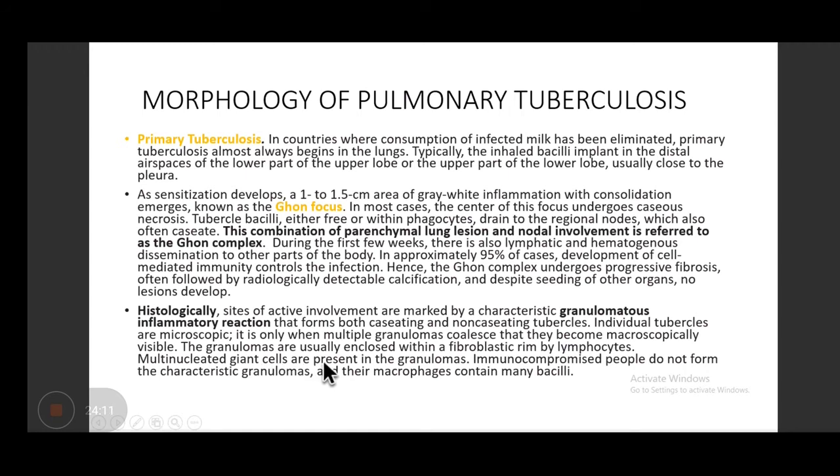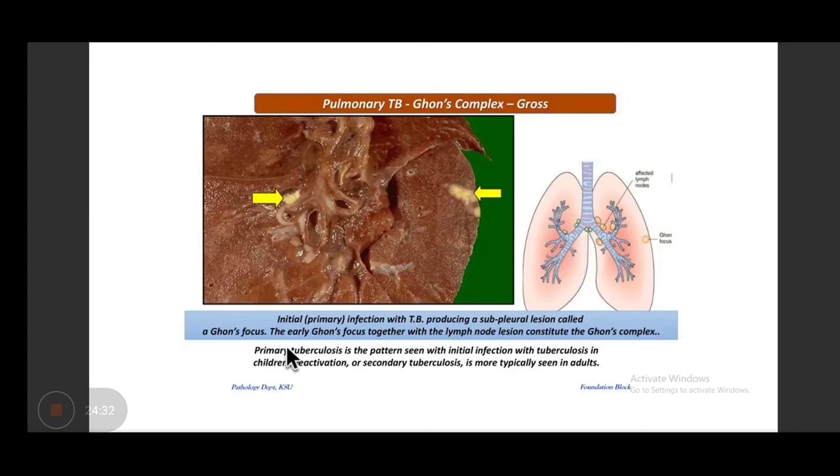Multinucleated giant cells are present in TB in these granulomas. Immunocompromised people do not form the characteristic granulomas, and their macrophages contain many bacilli. So in immunocompromised people you will have ill-formed granulomas. Okay, you won't have the characteristic central necrosis by lymphocytes.